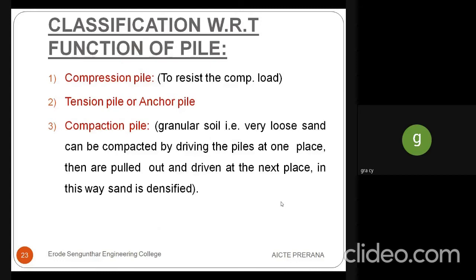at one place. Then they are pulled out and driven at the next place. In this way, the sand is densified. So this is the compaction pile.